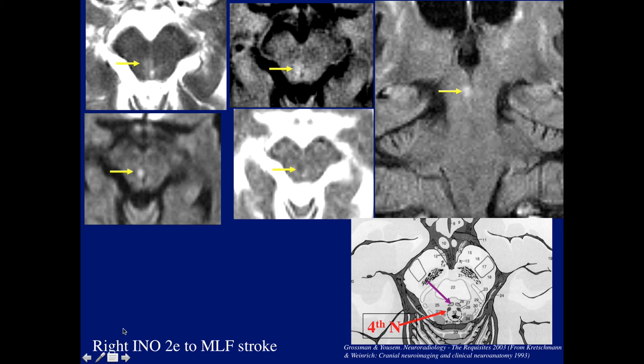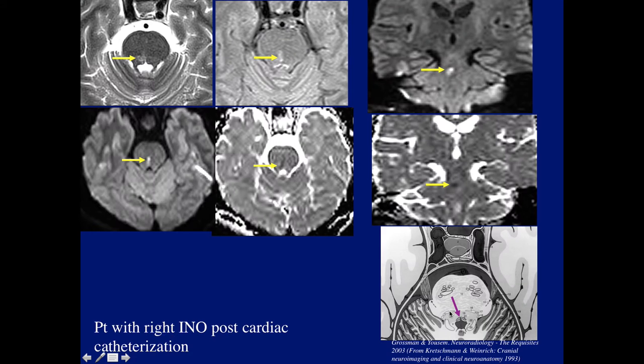Another case of an INO, again, lesion, the stroke. And again, notice the MLF is close to the fourth nerve nucleus. This is a patient who developed a sudden INO after a cardiac cath. And again, we see the tiny stroke, again in the appropriate location for their MLF.